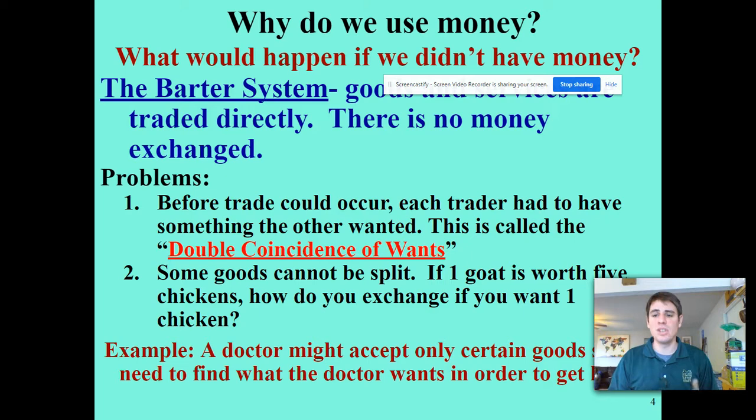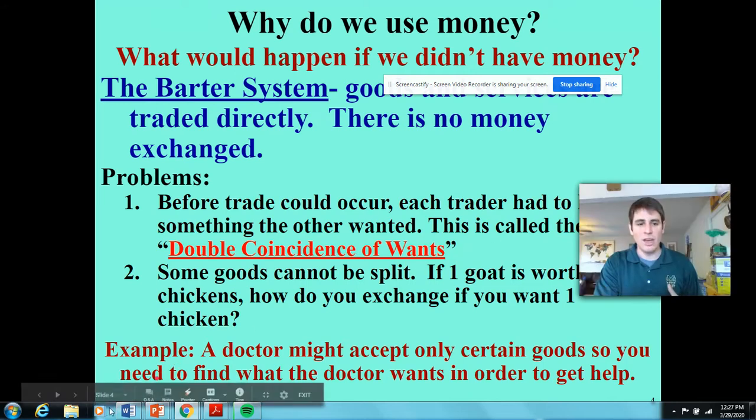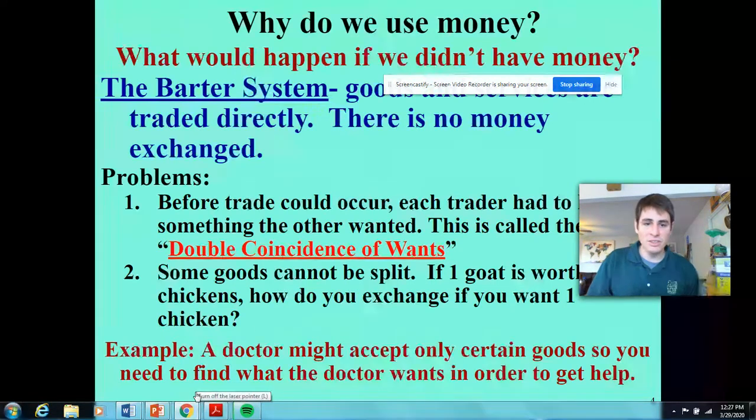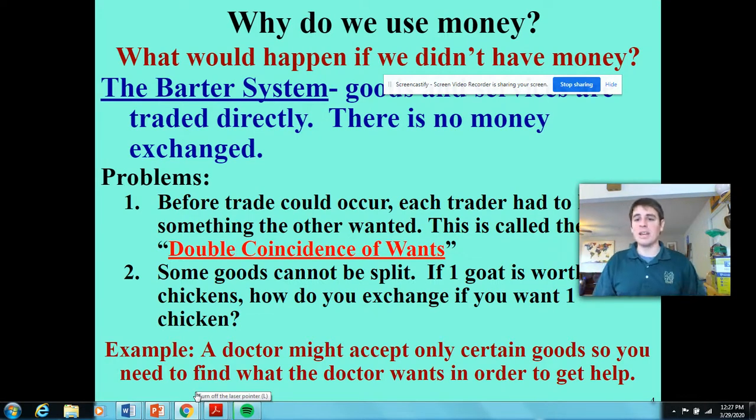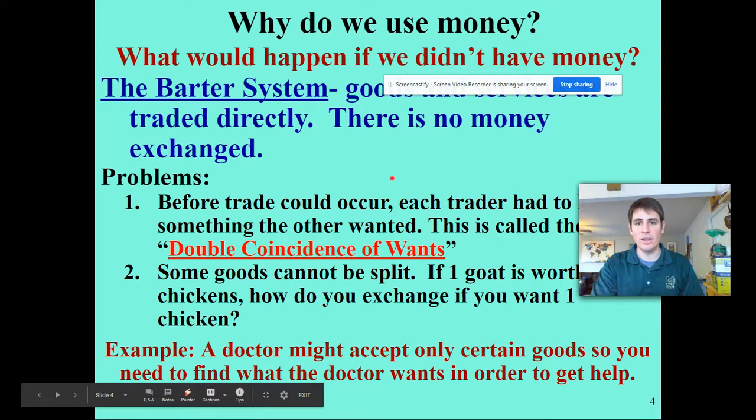Money allows us, because it is easily divisible, it can be broken down to help us with that. So that would be a good example of this problem with exchange: if we didn't have money, it would be harder to divide certain products. So an example, a doctor might accept only certain goods, so you need to find what the doctor wants in order to get help. That would be the double coincidence of wants.